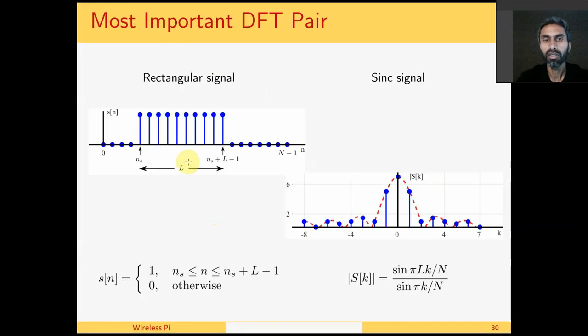The most important DFT pair we've encountered again and again in DSP is the rectangular signal versus a sinc signal. So if we have a rectangular signal in time domain, it is given by a sinc signal in frequency domain. I have plotted the magnitude here, but the important point here is that the width of the rectangular signal determines the zero crossings of the sinc signal.